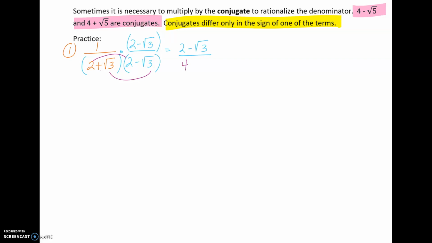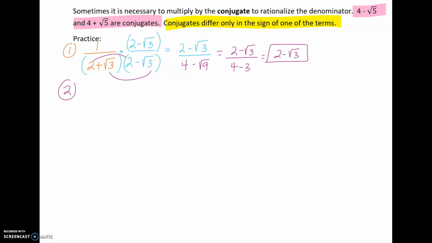Positive square root of 3 times negative square root of 3 would be negative square root of 9. So this becomes 2 minus the square root of 3 over 4 minus 3. And 4 minus 3 is 1, so you don't even have to write that denominator because it's an understood one when nothing's there.